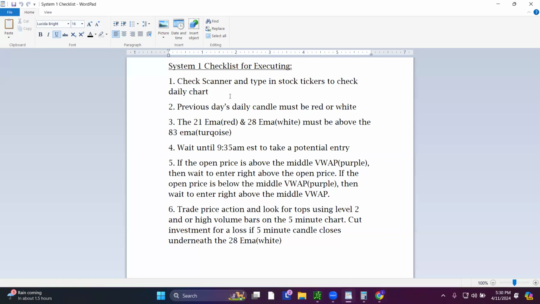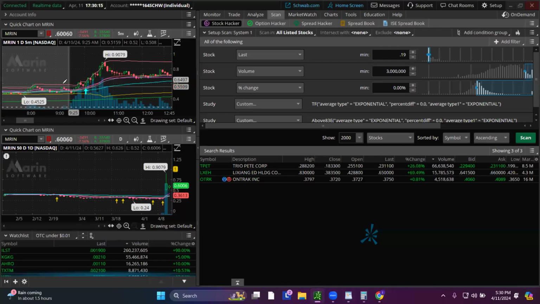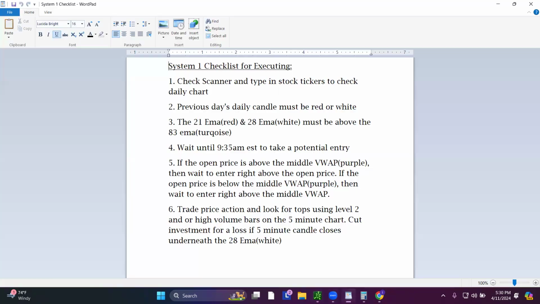And so we would have a check for everything, and then you would of course always want to get a check for the last one, because this comes down to your execution, which is the most important thing. It's always great to take the correct entry, but you also want to take a very realistic and very disciplined exit as well. And so if we look here, trade price action and look for tops using level 2 or high volume bars on the 5-minute chart.